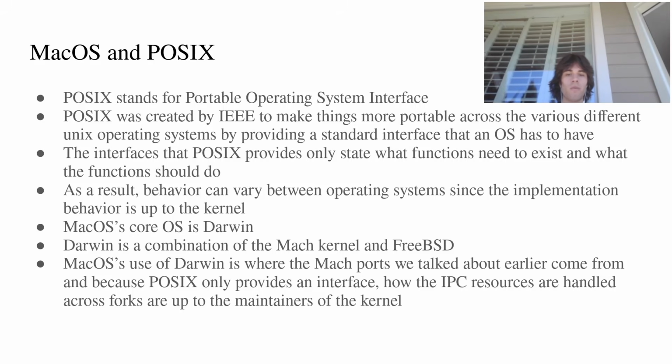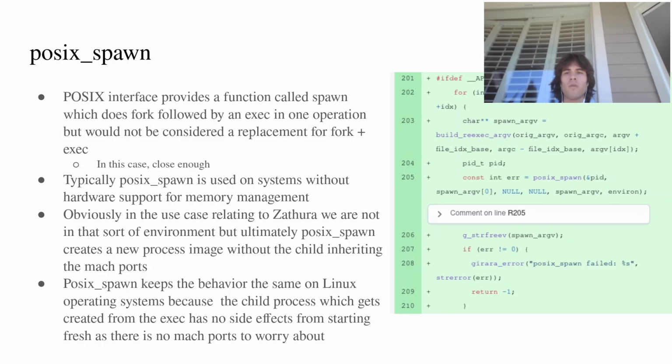And because POSIX only provides an interface, how the IPC resources are handled across forks is up to the maintainers of the kernel. So the POSIX interface provides a function called spawn, which does a fork followed by an exec in one operation. You technically couldn't consider this a replacement for doing a fork plus exec, because you can do things in between your fork and exec, if you want to modify your file descriptors or something, which you lose when you do posix_spawn. But in this case, it's close enough since Zathura wasn't doing anything like that.